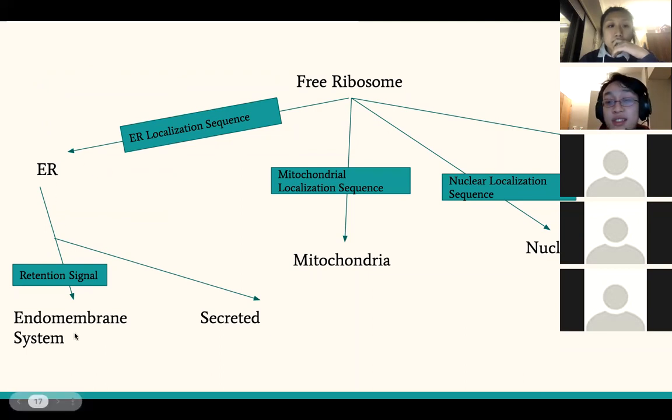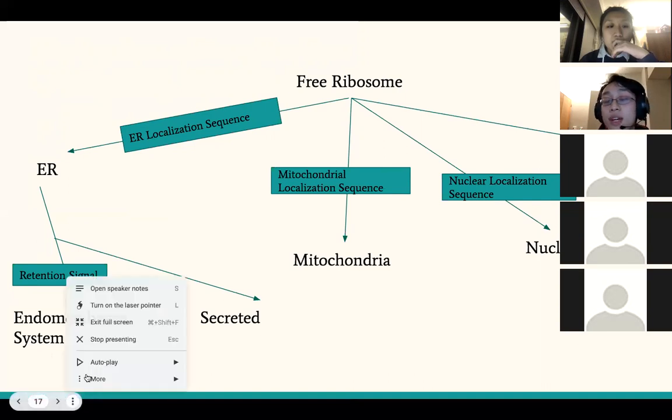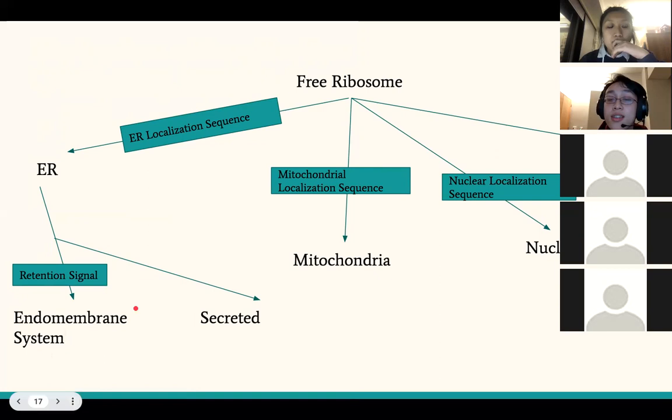If it has a retention sequence, it stays within the endomembrane system, somewhere in there. If it doesn't have a retention sequence, it will be secreted. And if it doesn't have the ER sequence, it'll have a mitochondrial or nuclear localization, and those target for those respective organelles. And essentially, if you have no localization sequence at all, you'll just stay in the cytosol because there's no carrier proteins to traffic you anyway. You just sit in the cytosol.